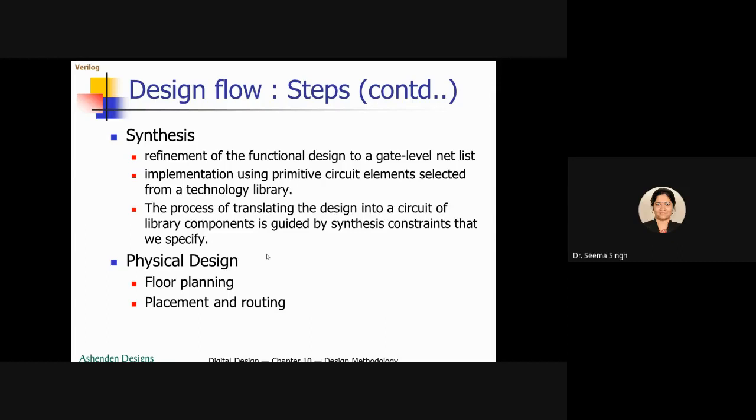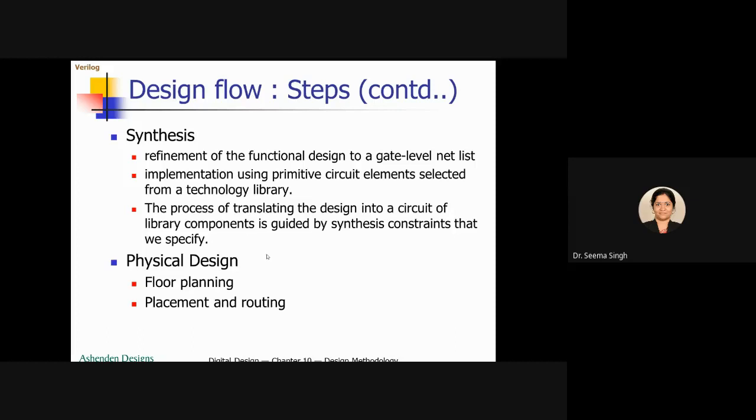So what does it do? It is the process of translating the design into a circuit of library components, whatever it already has, and which is also guided by the synthesis constraints that we specify. Of course, when you did this in your lab, you never gave any constraint. But when it is done at a higher level in a complex embedded system, we generally give constraints also. We will discuss more about this when we go to the optimization part.